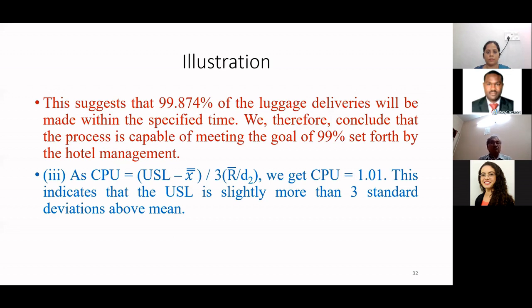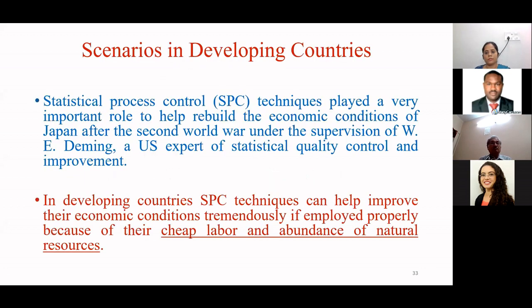As CPU is equal to, we get 1.01. This indicates that USL is slightly more than 3 standard deviations above the mean.